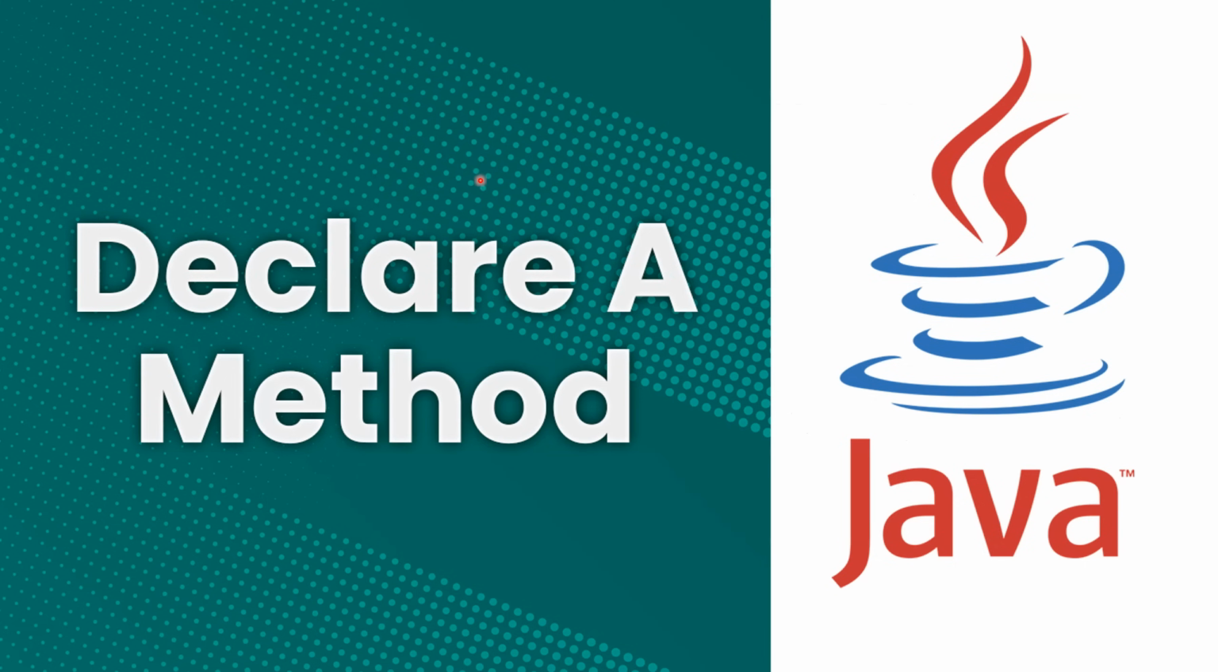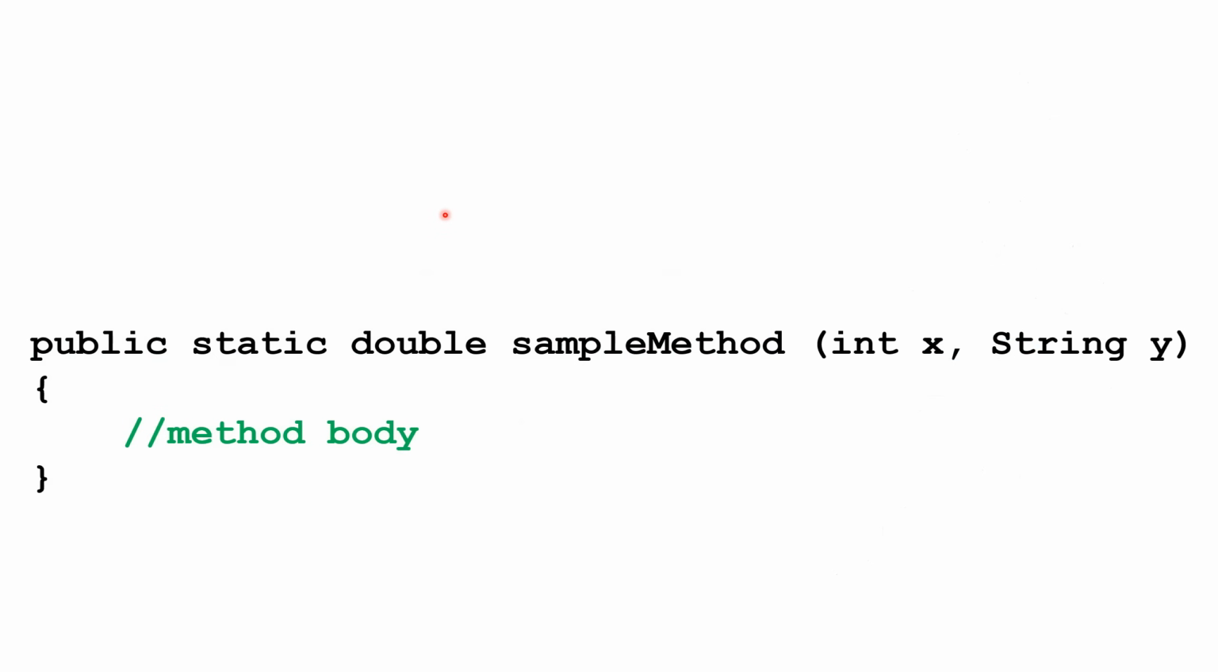Now let's talk about declaring methods. Here's a sample method. First up here we have the method header. And then we have the curly brackets that show us where the method body begins and ends.